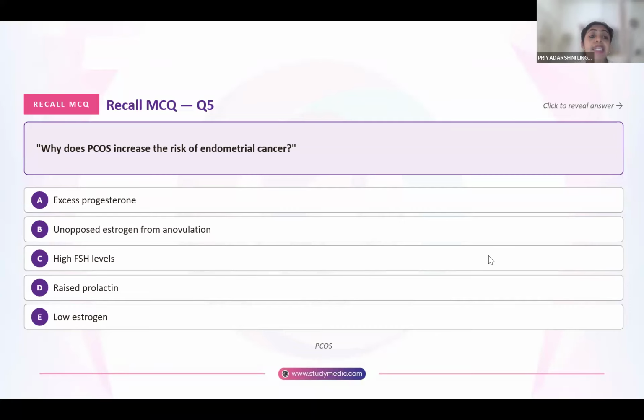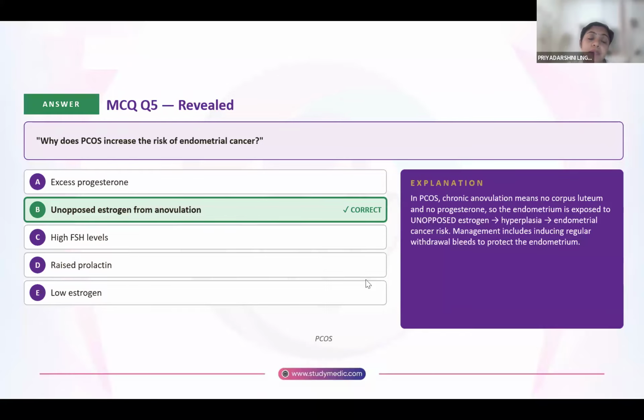So the risk of endometrial cancer increases always because of unopposed estrogen. There is anovulation, there is less progesterone, but that is not the cause. The main cause is the unopposed estrogenic effect that is seen in PCOS. So whenever the estrogen is there unopposed by progesterone, there is endometrial hyperplasia, and it can turn into endometrial cancer. So what can you do to protect these women? You have to give them withdrawal bleeds to protect the endometrium. So minimum once in 3 months, the woman has to have a bleed.